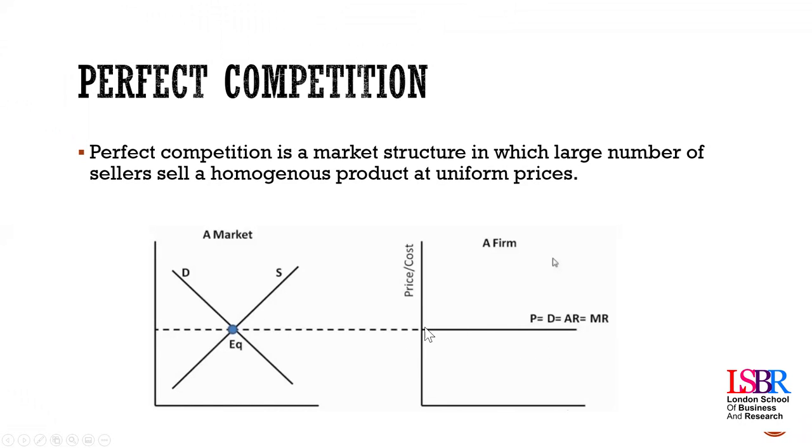We have a straight demand curve. It's a horizontal demand curve. Everything that's demanded at this level will be supplied.